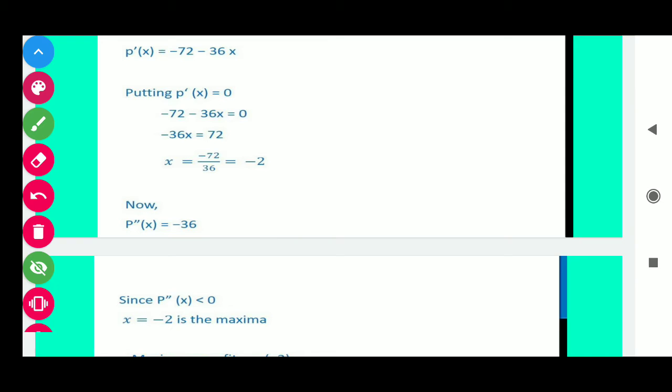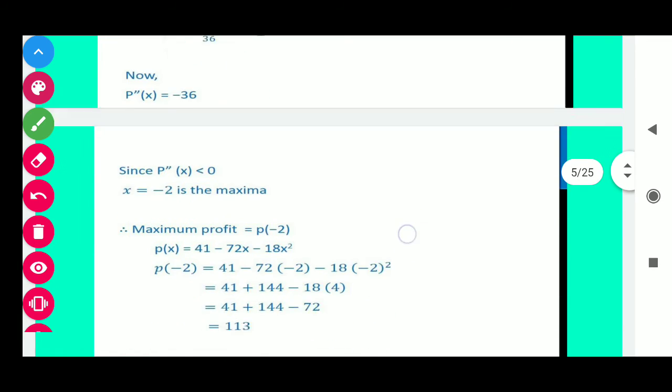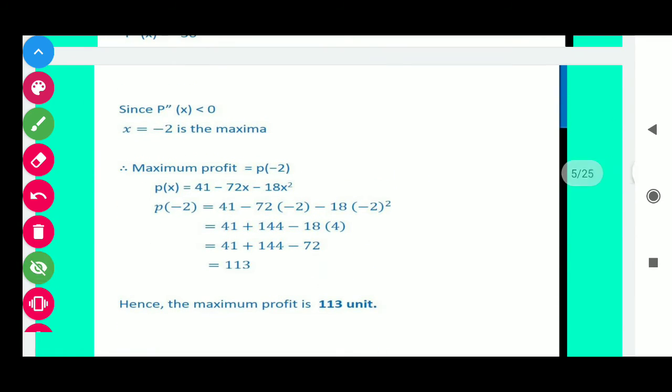So students, in this way you can see that since p double dash x is less than 0, x equals minus 2 is the maxima. Now students, we need to find the maximum value. For that, put x equals minus 2 in the given function. Here the function is p(x) = 41 - 72x - 18x squared.